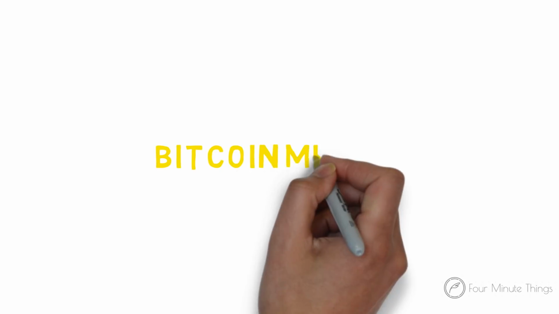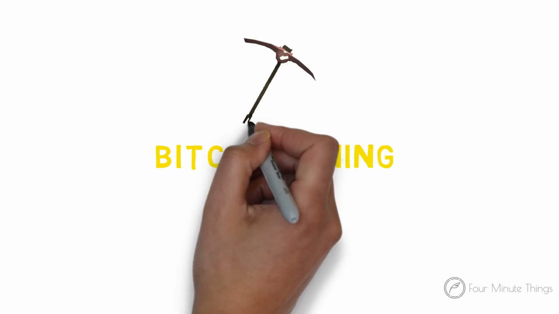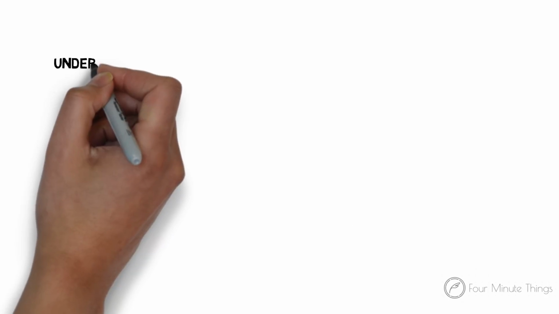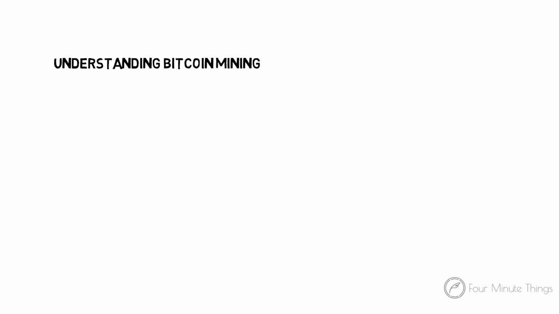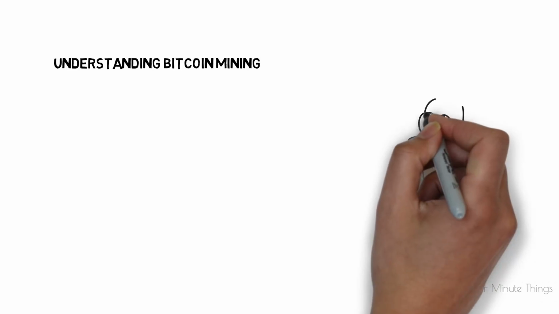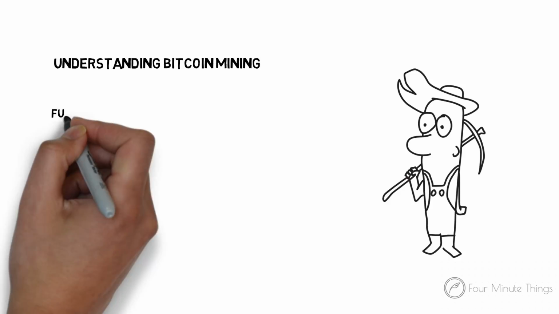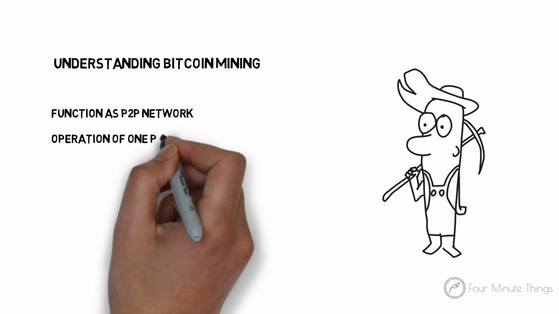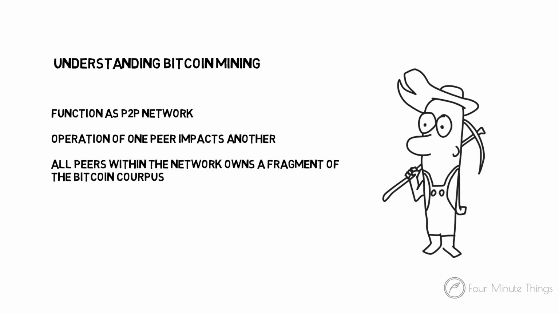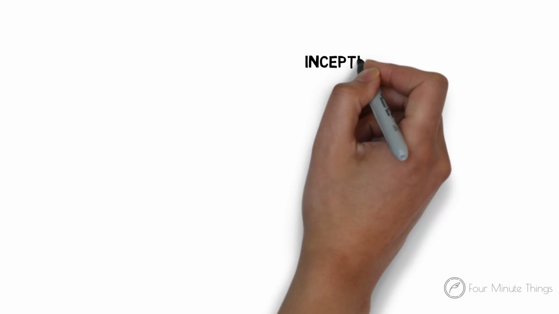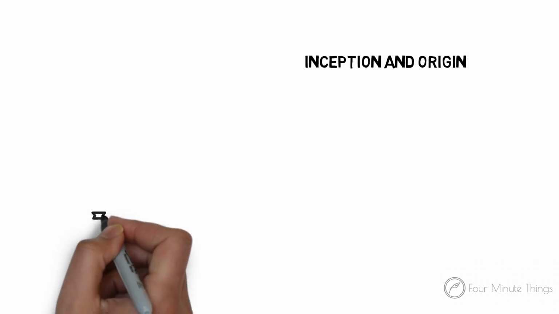In my previous video, we briefly discussed bitcoins. In today's session, we will be talking about bitcoin mining in a more detailed fashion. So just to give you a recap, understanding the bitcoins. Obviously, bitcoins operate in a peer-to-peer network where the functioning of one peer impacts the operation of another peer. At the same time, since all these peers are stakeholders within a general ledger, all of the peers hold stakes within the total Bitcoin corpus.